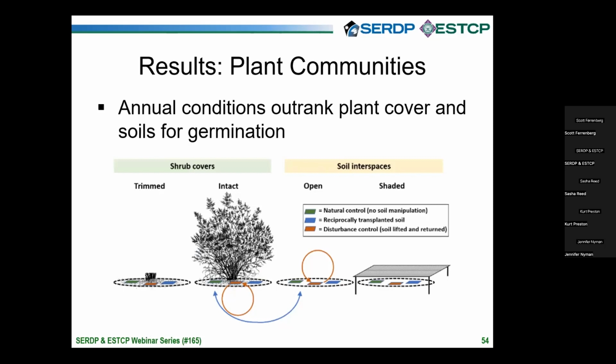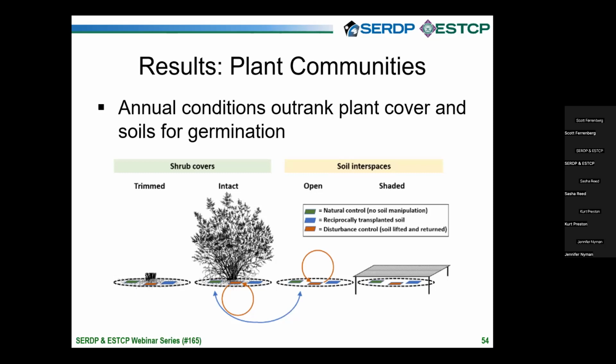We completed this experiment using a factorial reciprocal transplant, a very classic design in ecology and evolution. What we did is we went out and we found intact shrubs that were of equal size, and we trimmed one off at the ground, and we left the other one standing. And we found an open area that didn't have any vegetation, and we left some as they were, and in other cases put a shade cloth across them to mimic shrub cover.